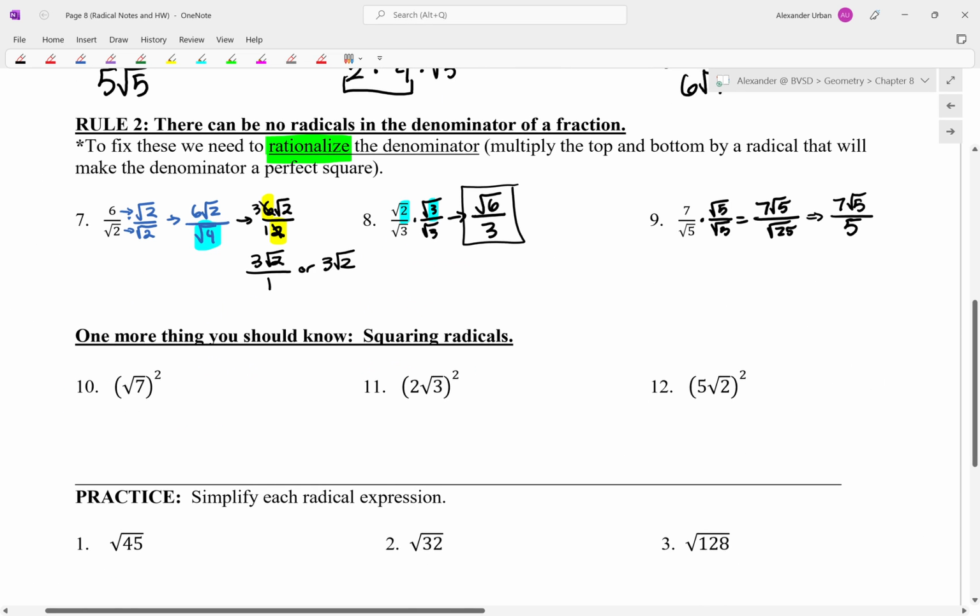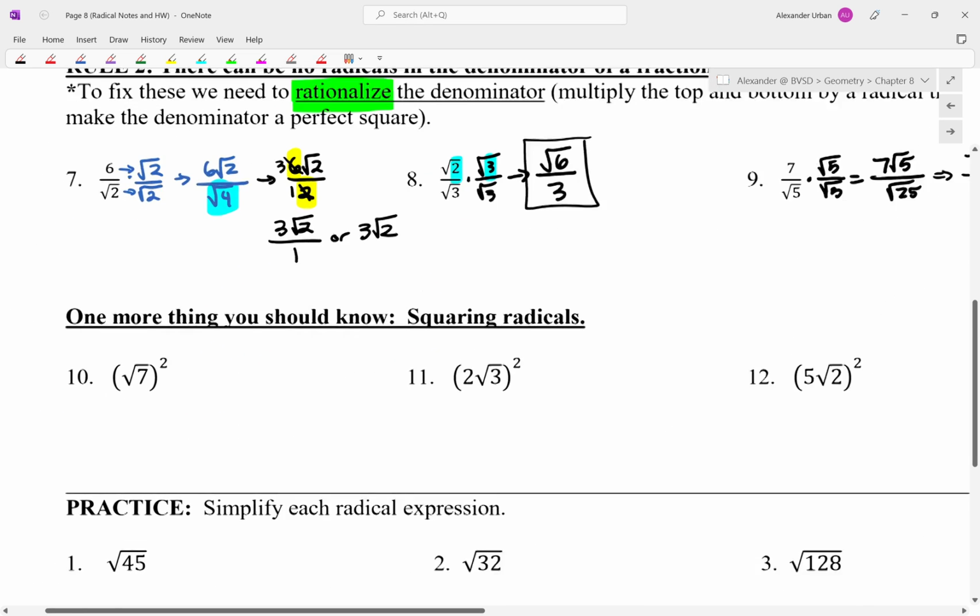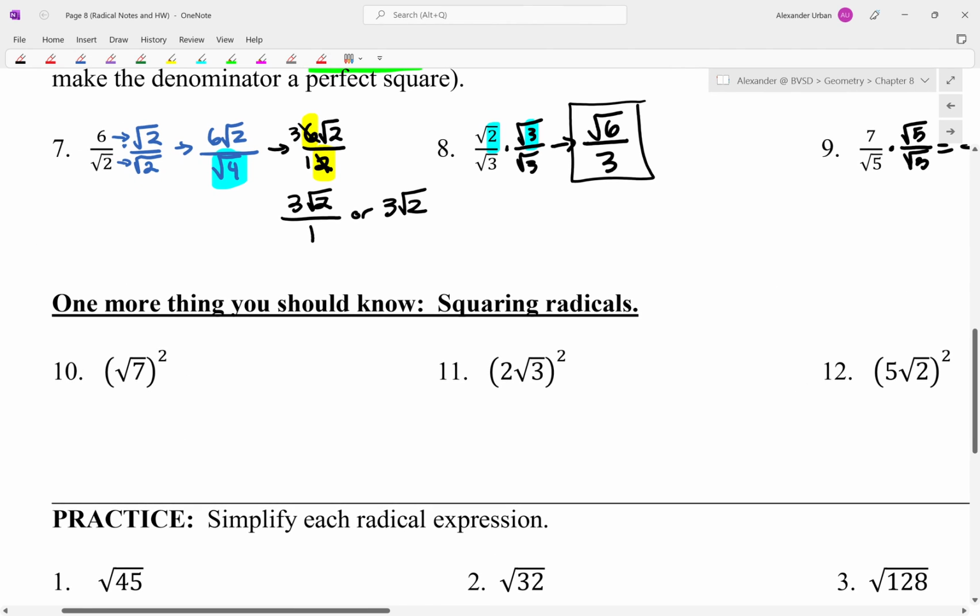One more thing that we should know is squaring radicals. And these are inverse operations, so if I square a radical or square a square, they should be canceling each other out. So let's write it. Square root of 7 times the square root of 7. Well, that's really the square root of 49, or just 7.